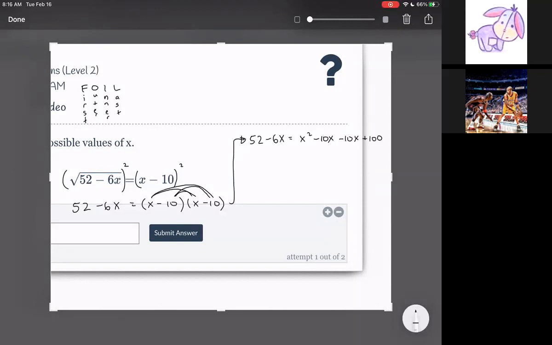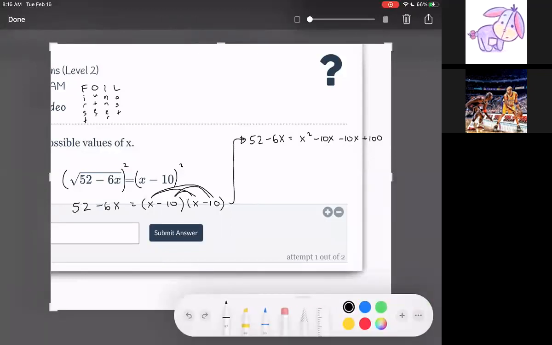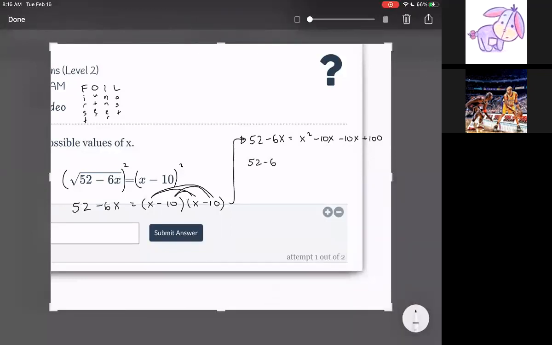So all I did here was expand out the x minus 10 squared into x minus 10 times x minus 10, and then I multiplied them out into this. Simplifying again, we get 52 minus 6x, which hasn't really changed much on that side. And over here, x squared, let's combine these two like terms, minus 20x, plus 100. Before we continue from here, are there any questions?